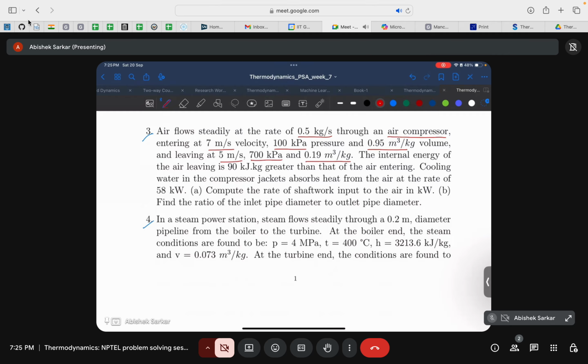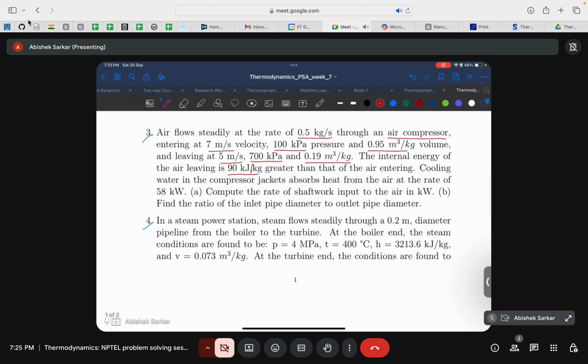The internal energy of the air leaving is 90 kilojoule per kg greater than that of the air entering. Cooling water in the compressor jackets absorbs the heat from the air at the rate of 58 kilowatt. Compute the rate of shaft work input to the air in kilowatts, and find the ratio of the inlet diameter and the outlet diameter. So these are the two things I need to try out.